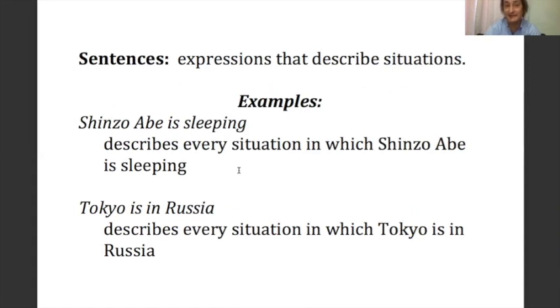And we have sentences, expressions that in some sense describe situations. When you say Shinzo Abe is sleeping, it's describing situations in which Shinzo Abe is sleeping. Very hard to give a sense beyond that that's any better than that, but if you understand the language, you know what I'm telling you. The sentence Tokyo is in Russia describes situations. It happens to describe only situations that aren't real. Tokyo isn't actually in Russia, but the sentence is a perfectly fine sentence, and it does describe situations, just not real situations.